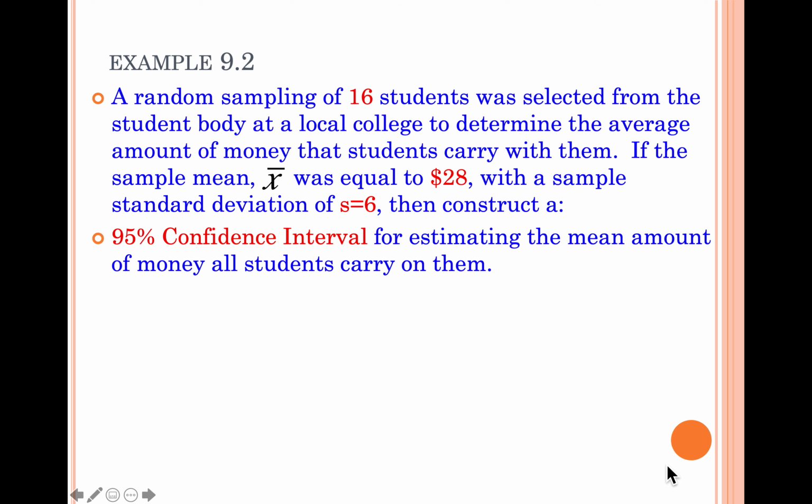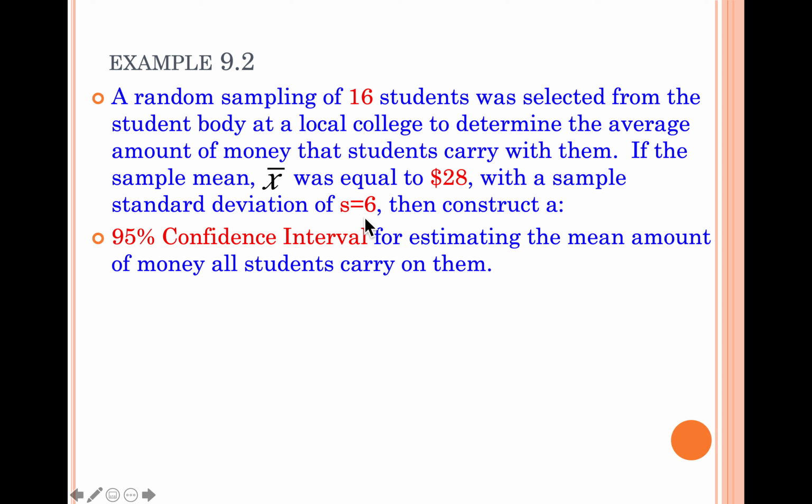So if you take a step back and remember, the purpose of building a confidence interval is to use sample information to estimate something about the population. In this case, we are estimating the population mean amount of money all students, the whole population, carry on them. And we're using our sample information from these 16 students to make that estimate.